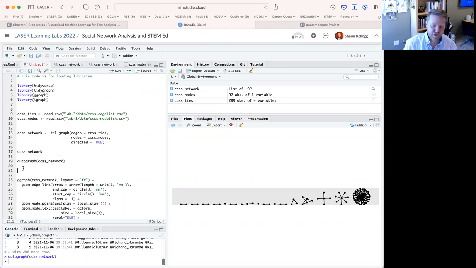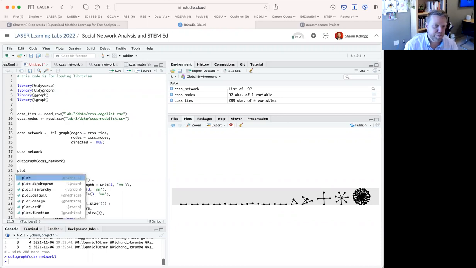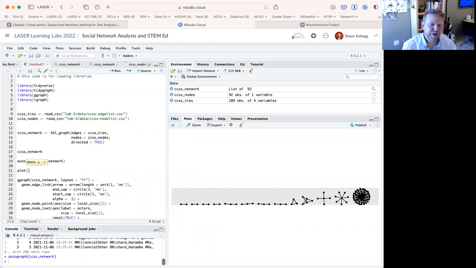And there's one more function that's fun to play with. This is built into R, and plot works with a whole mess of things, but it even works with network objects. So type plot, the plot function, and feed it your network object and see what it creates.